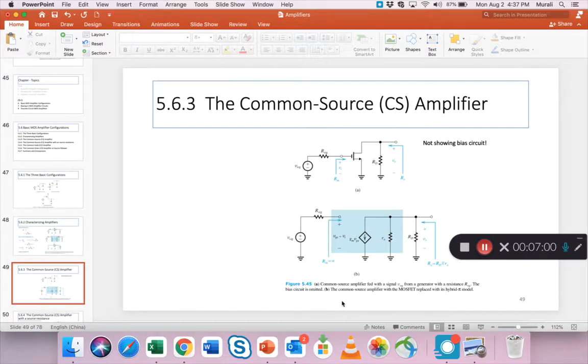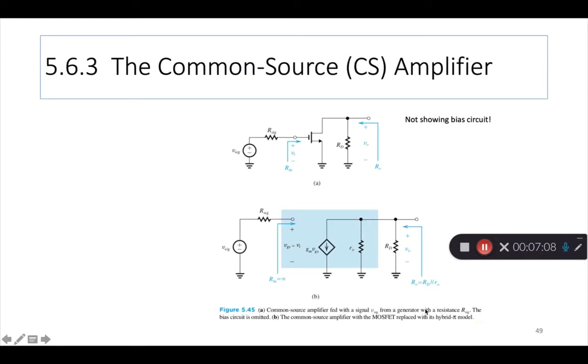So here also it says common source amplifier fed with signal V signal from a generator with a resistance of R signal. The bias circuit is omitted. Again, many of these drawings, if you don't see a VDD, it doesn't mean it doesn't exist. It just means that we are ignoring the biasing aspect of it and we are only focusing on the signal aspect of it. That's why you see grounds everywhere, right? That just means common point. It's not necessarily DC ground, it's just signal ground.